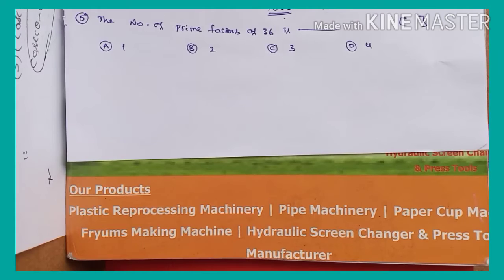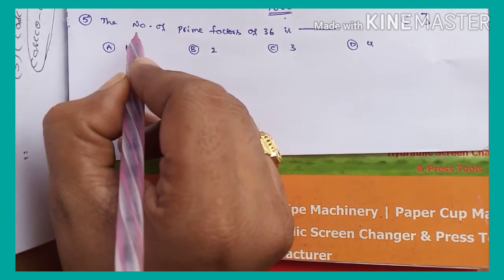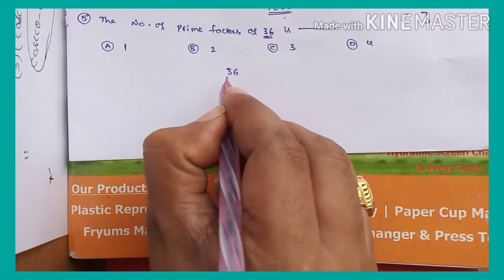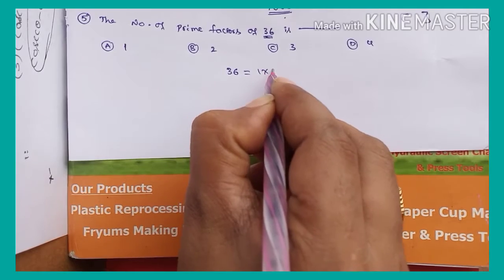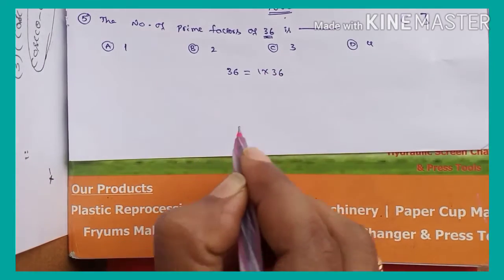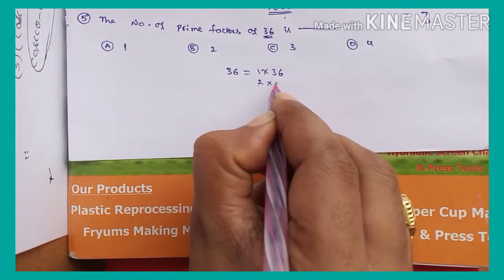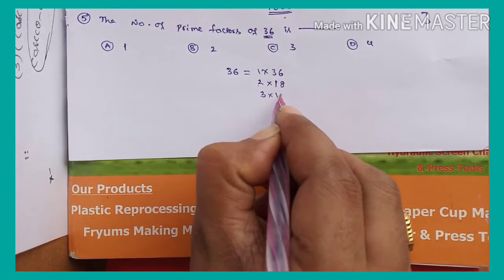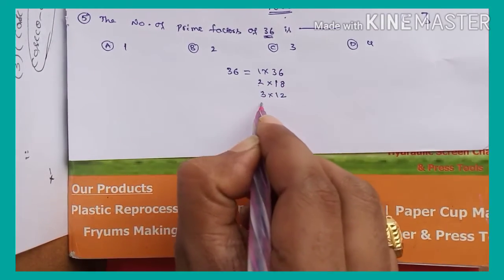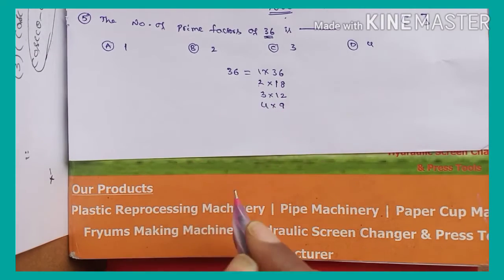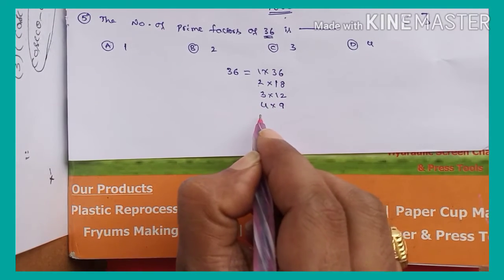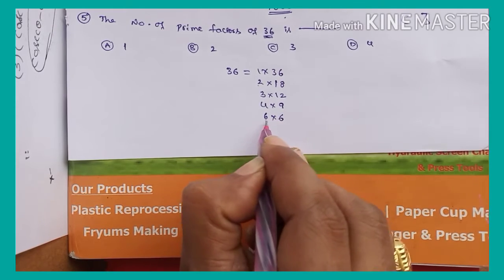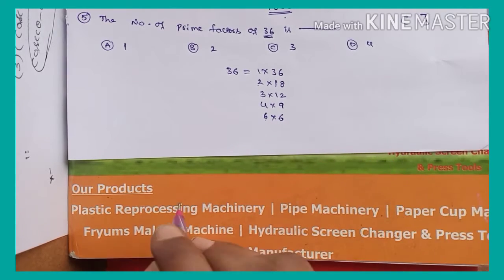Next one. Now, the number of prime factors of 36. Factorization of 36: 1 times 36, 2 times 18 is 36, 3 times 12 is 36, 4 times 9 is 36, 5 is not possible, 6 times 6 is 36. You got the same value, so we can stop here.